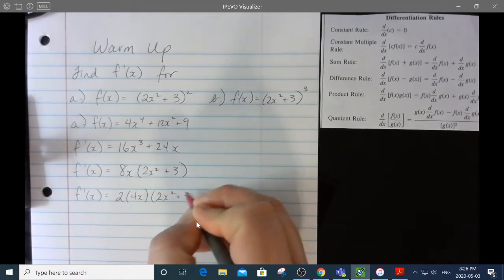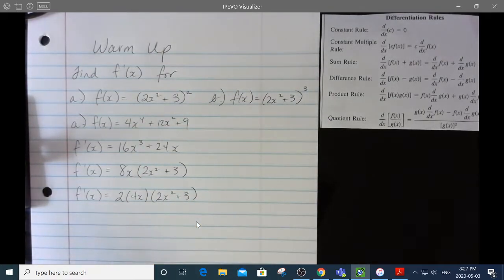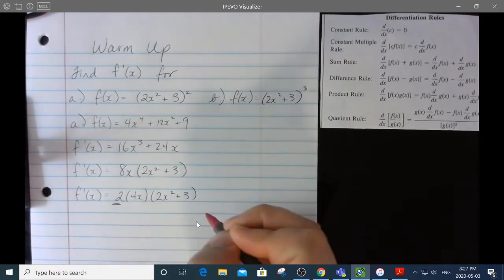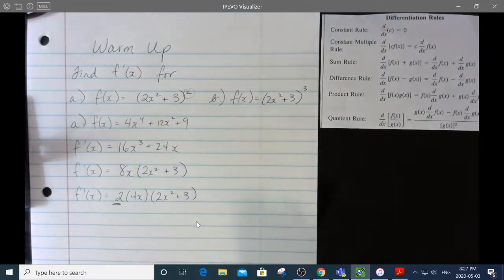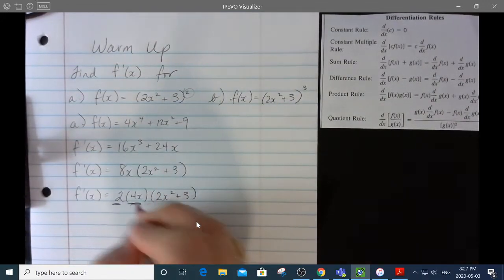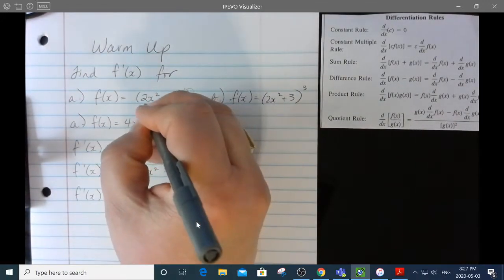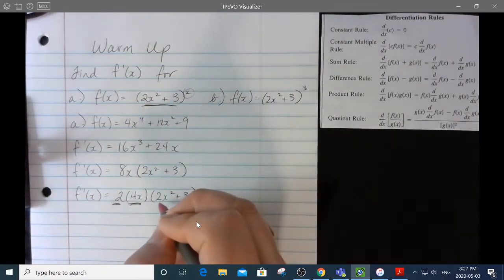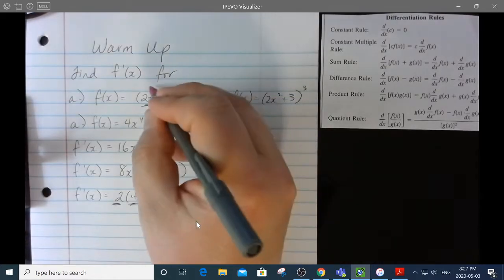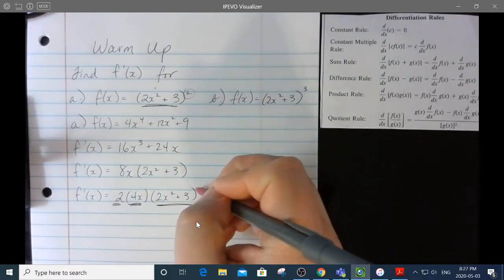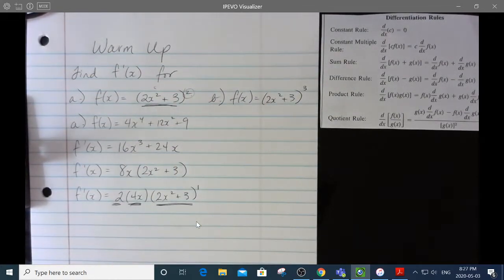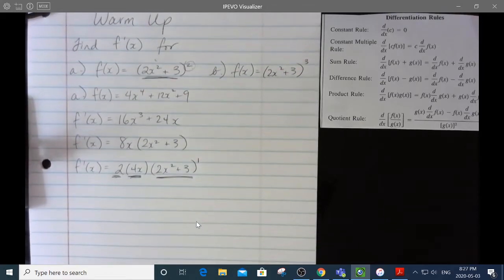And what I wanted to show you about that is there's something kind of interesting about this form. This 2 corresponds to that exponent. This 4x corresponds to the derivative of what's inside the brackets. And of course, this here corresponds to the bracket to one less power than the power we started with. Isn't that interesting? Okay, let's try B now.